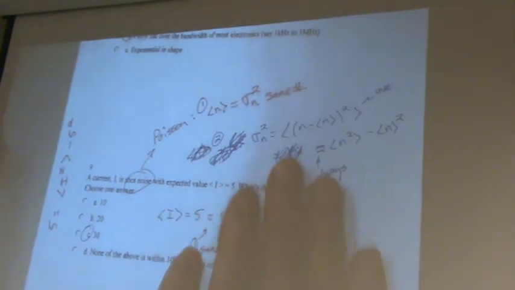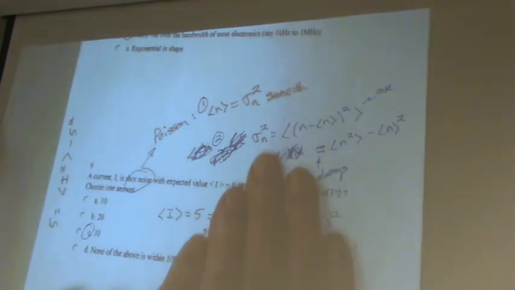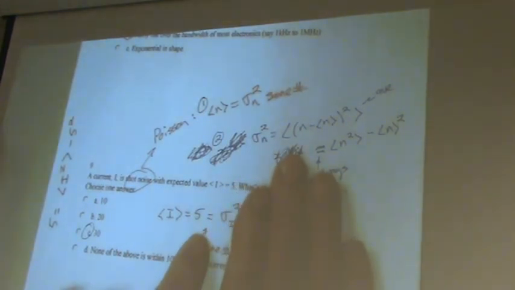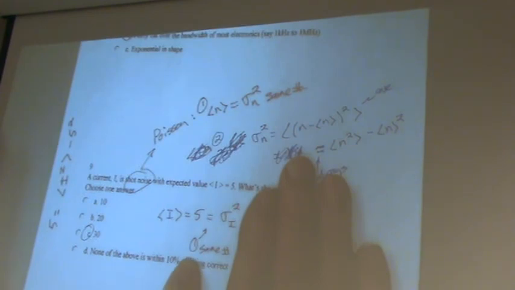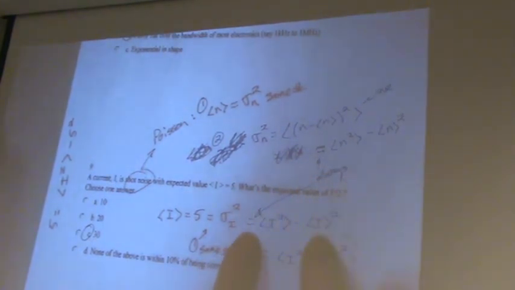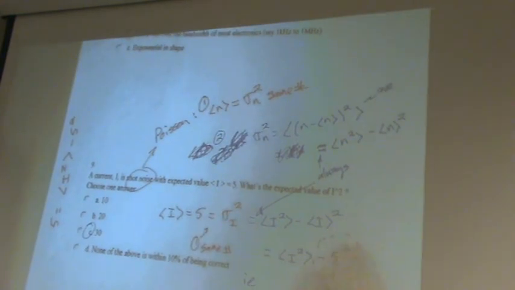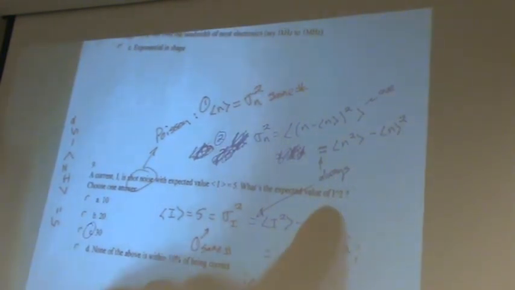So this was given, right? And then this is from the fact that it's Poisson. Those are the same number. Then the next part is because I can always write variance this way. Then the part after that is algebra, the dreaded algebra. I'm solving for the expected value of I squared, which equals I squared minus 5 squared.